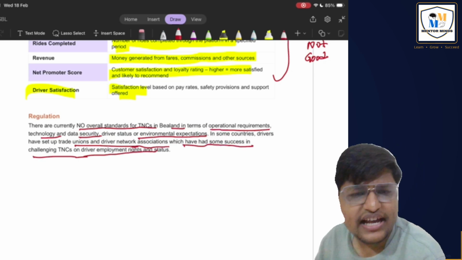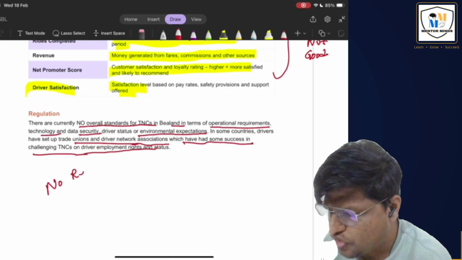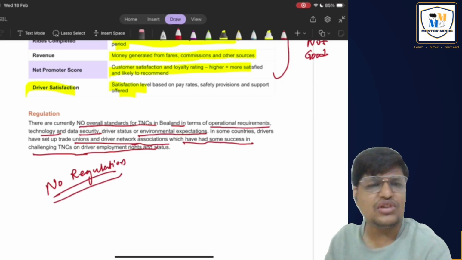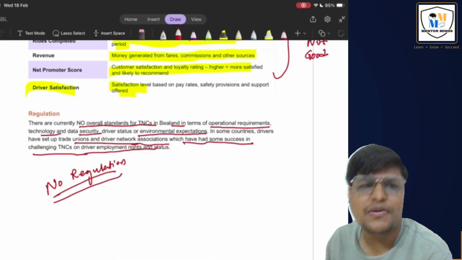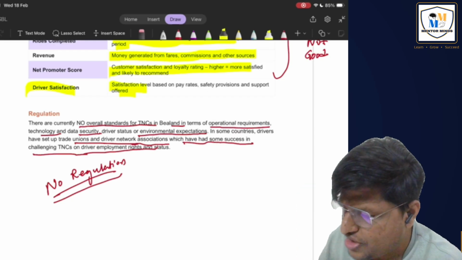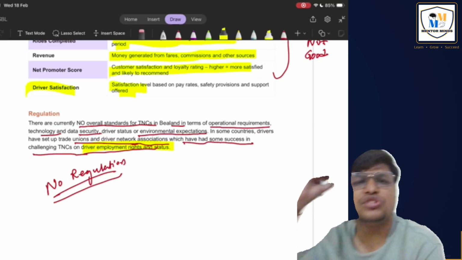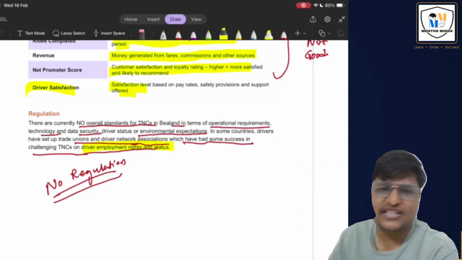So see, currently there are no regulations, but it is important to have proper regulations so that there is driver safety. In some cities, there are trade unions, but overall, in the long term, there should be regulations for drivers' employment rights and status. So we will have to see if there is some question where we have to give a suggestion. So we will suggest this also.